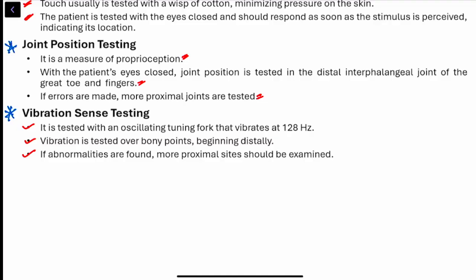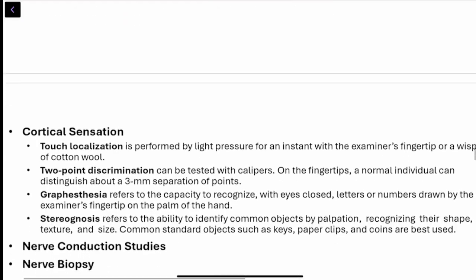Again, vibration sense. We use a 120 Hz tuning fork. This is important because it is asked in exams many a times. You have to remember this 120 Hz tuning fork for vibration testing.